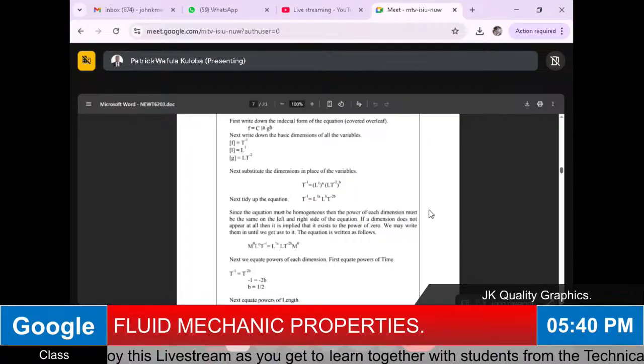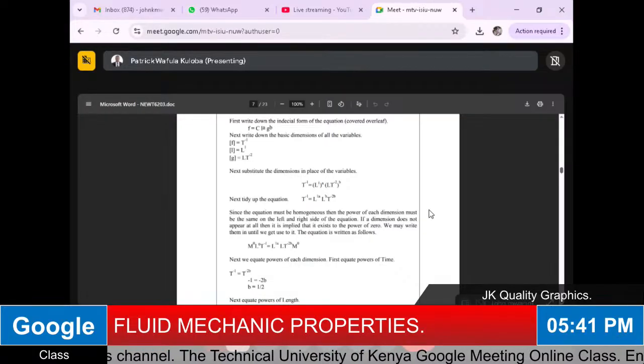Where there's F, you write T raised to minus 1. Where there's L, you write L, and where there's G, you write L T raised to minus 2, all in brackets raised to B. L raised to 1 is in brackets raised to A, as you can see in the equations, and then we start finding the values of A and B.